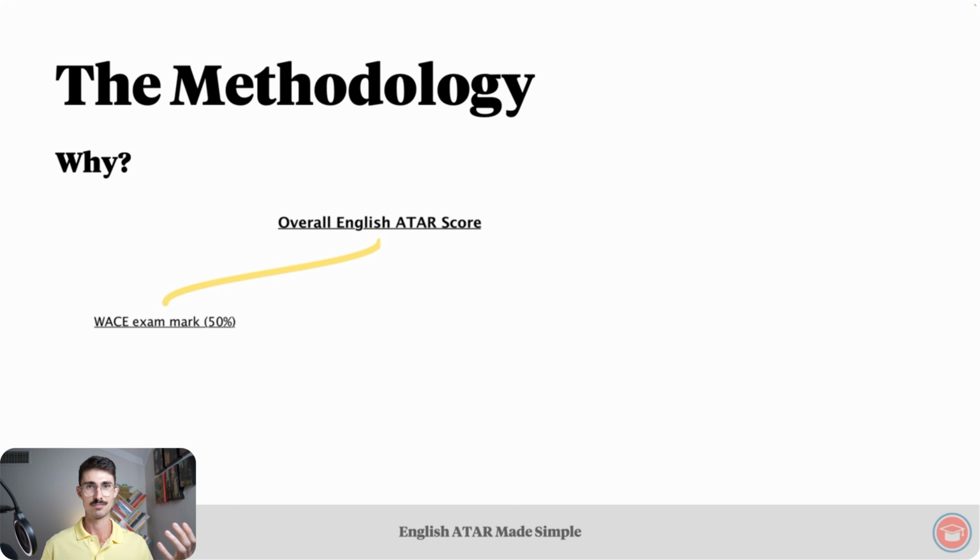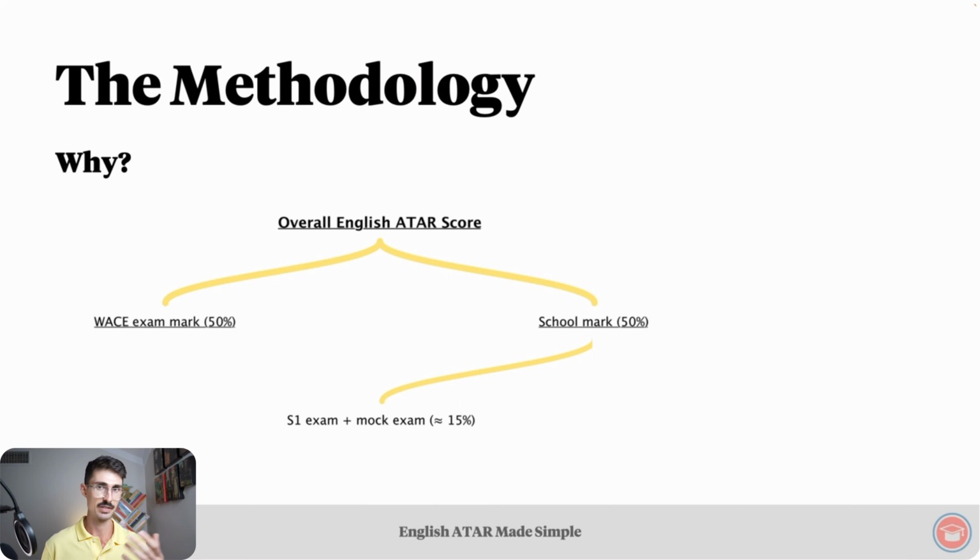As you probably know, your overall English ATAR score comprises two main marks. You've got your WACE exam mark, which is worth 50%, and then you've got your school mark, which is worth the other 50%. This is where things get interesting. As we can see here, your semester 1 exam and your mock exam typically comprise around 15% of that 50%. So both exams, each one is worth 7.5%. Combine them together to get roughly 15% of the 50% of your school mark.